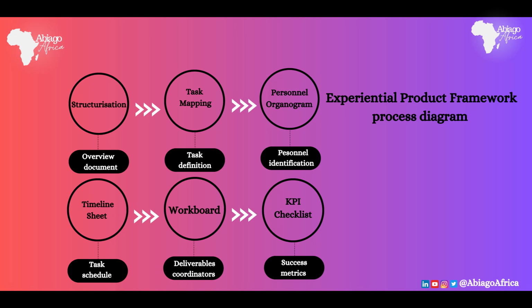This document also contains several templates across the other 5 parts of the experiential product framework. It contains templates like your KPI checklist, your personnel organogram, your task map, your concept notes, your communications notes, your budget, publicity plan, and so many other templates. It really is the foundation for your experiential product.